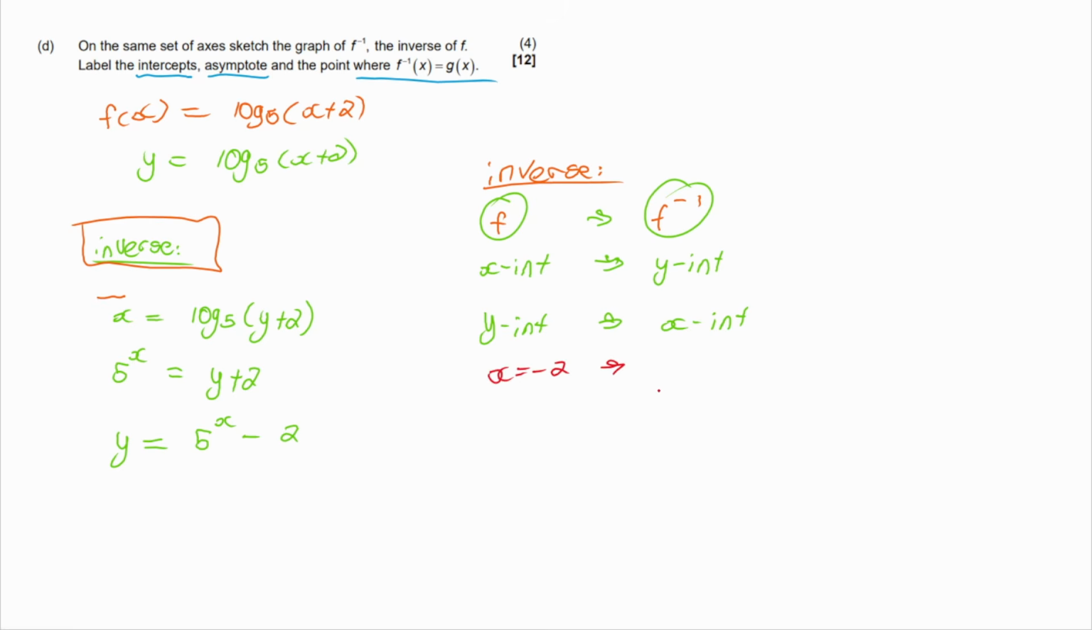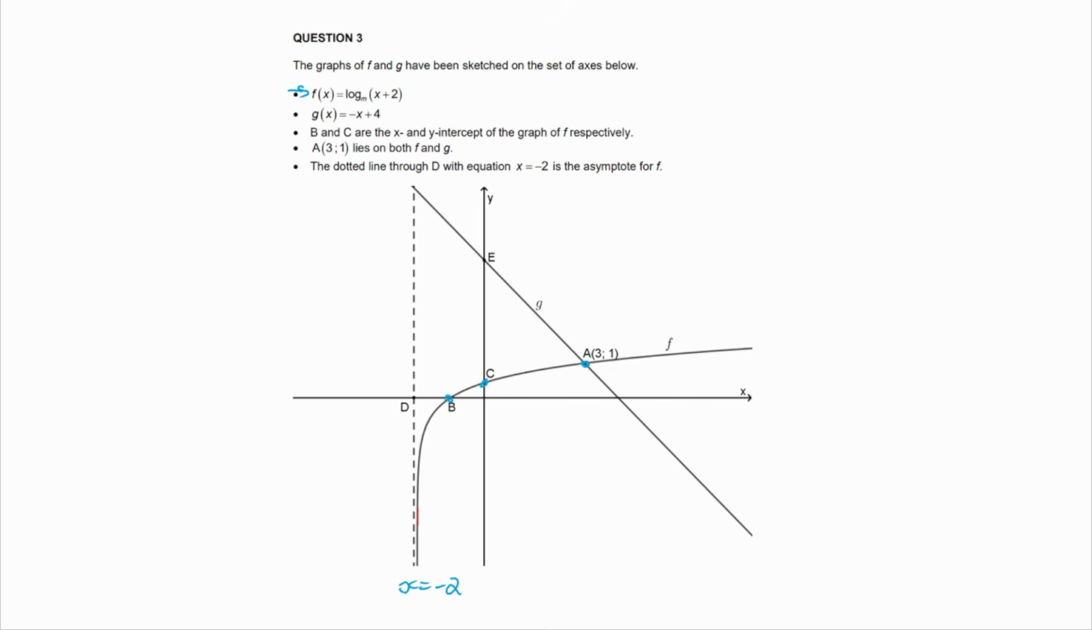Remember, but what happens now? X and y swap. So now we're going to have a horizontal asymptote at y equal to negative 2, and you can see that came in over here as well. My main point here is you just swap things. You literally just swap things. It's that easy. So let's go and have a look over here. So b we know is the point (-1, 0).